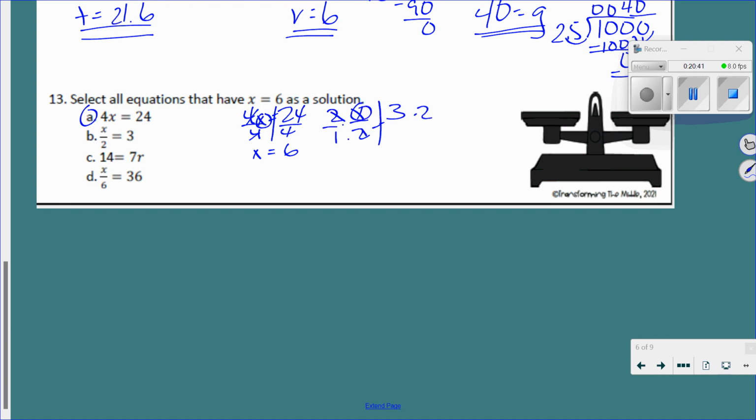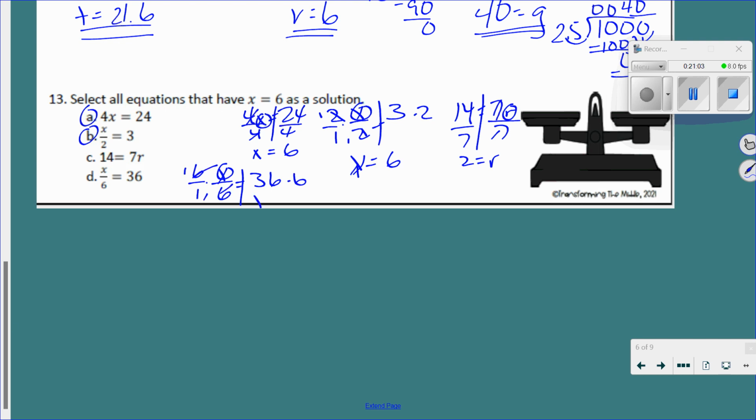14 equals 7r. Here's my variable. I'm dividing both sides by 7. Those go away. R equals 2. That one didn't work. Our last one, x over 6 equals 36. The opposite of dividing by 6 is multiplying by 6. These go away. X equals 216. That one didn't work. So why don't you work for A and B?